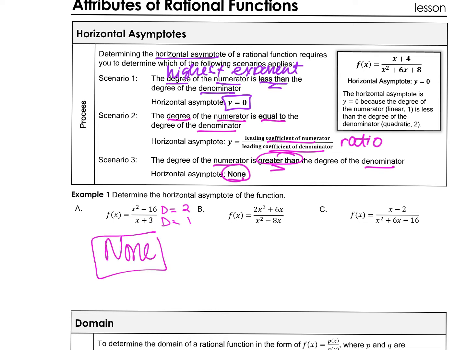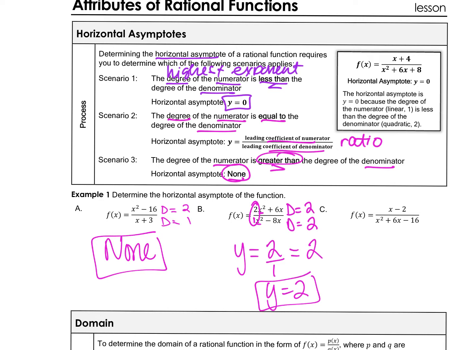Okay, looking at your part B, degree of the numerator here, highest exponent is 2. Degree of the denominator is also 2. If they're equal, you are looking at y equals the ratio of the leading coefficients. So the coefficient of my x squared is a 2 on top. Coefficient of the x squared on bottom is a 1. You would divide them, 2 divided by 1, which is 2. So y equals 2 is your horizontal asymptote. Remember, if you don't remember, an asymptote is where the line is approaching but never actually touching.